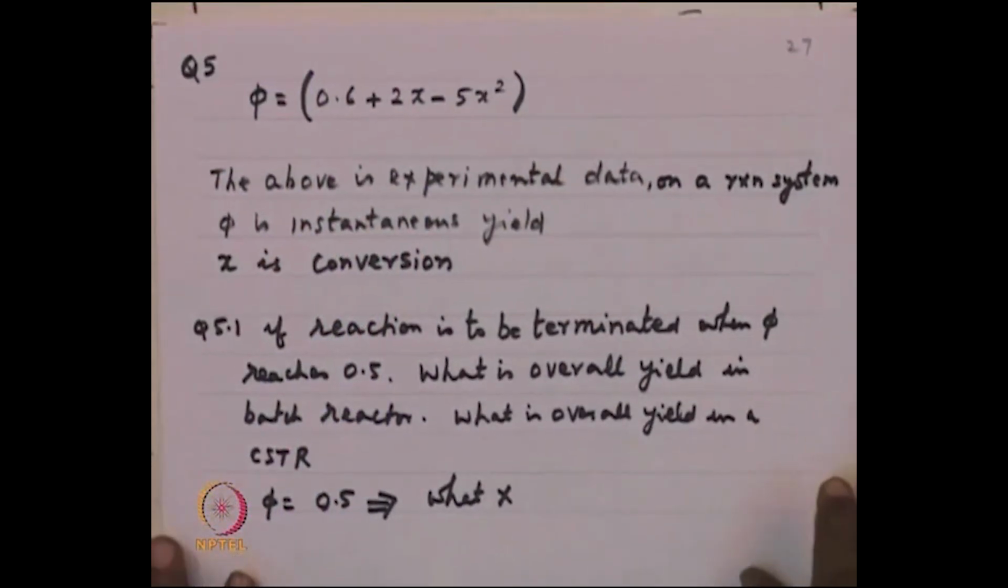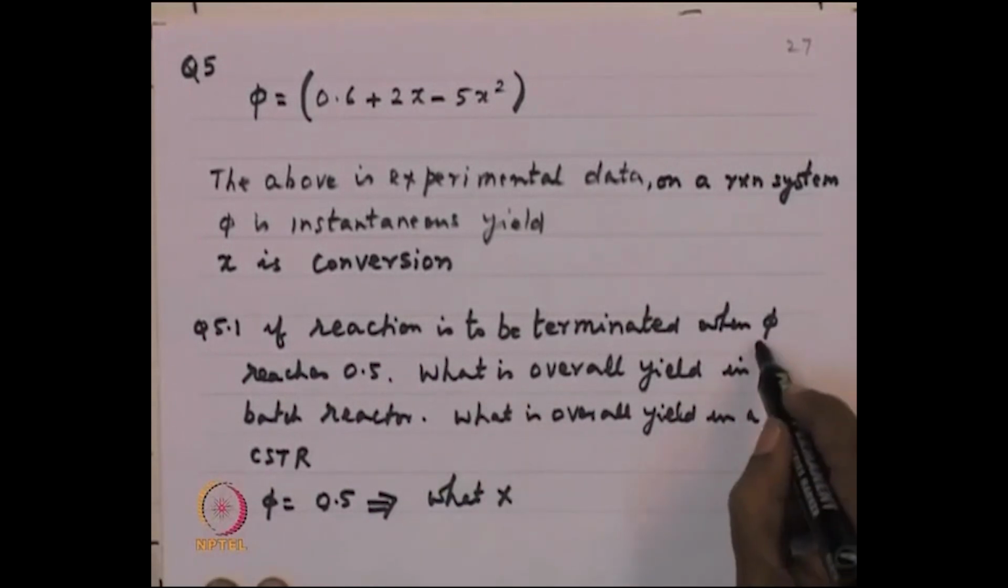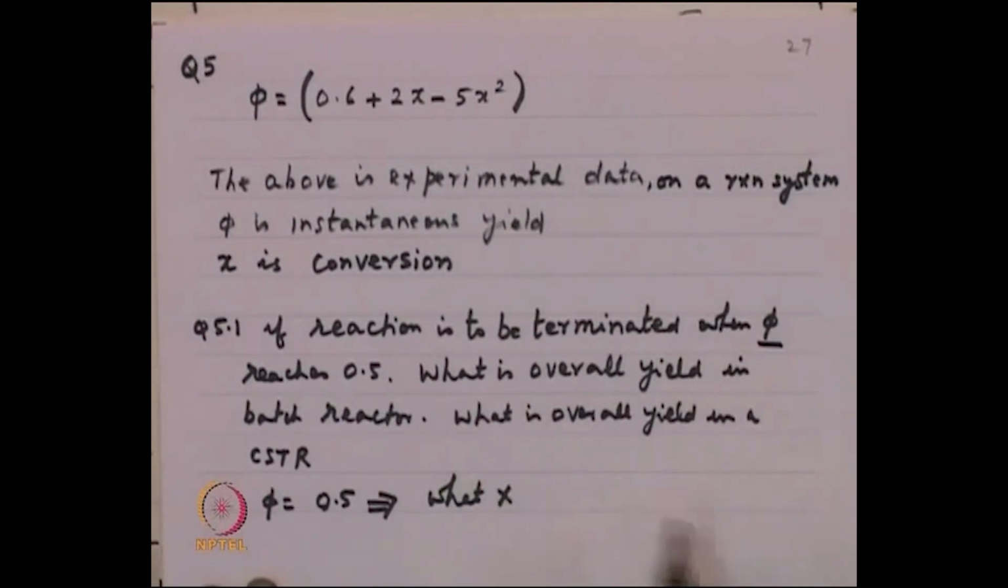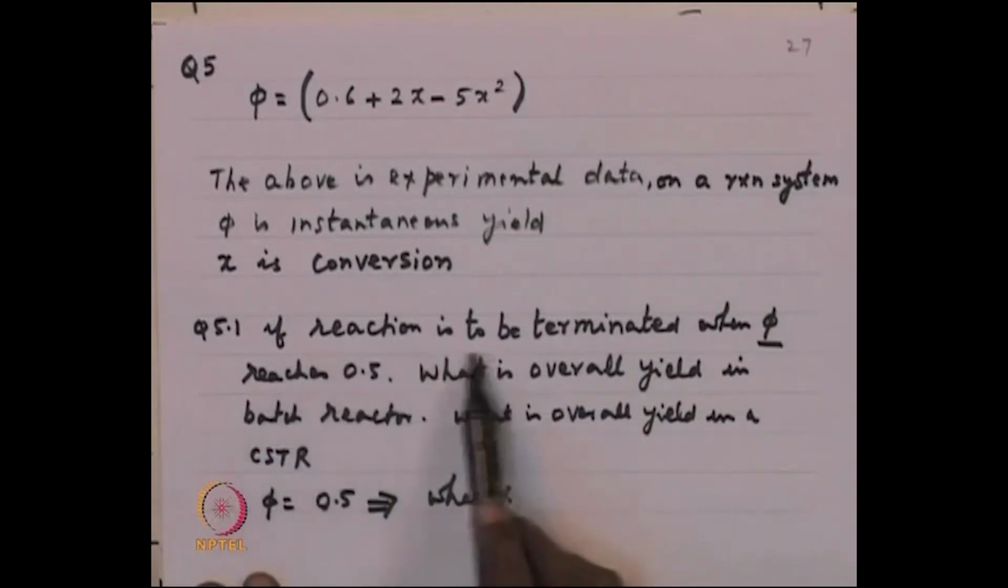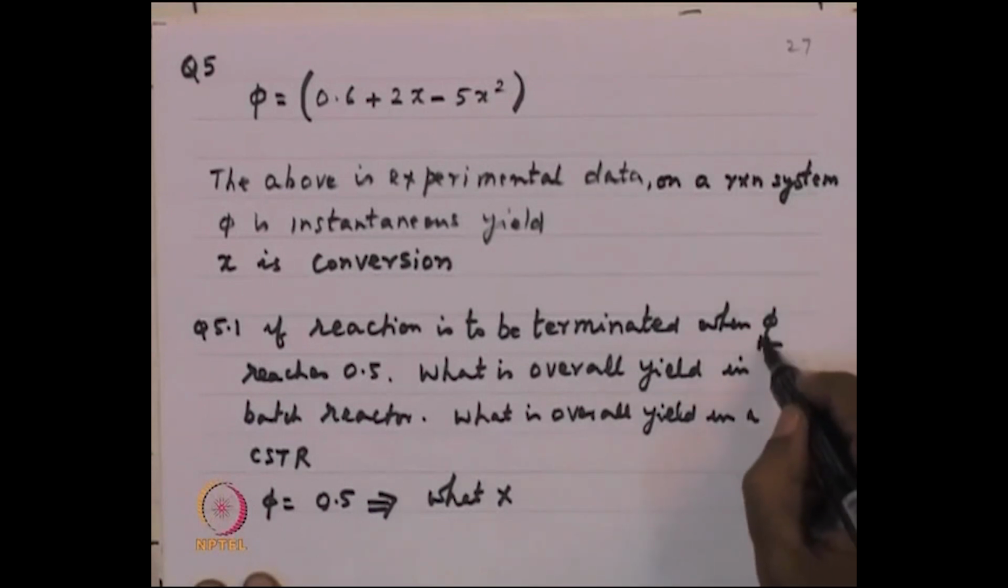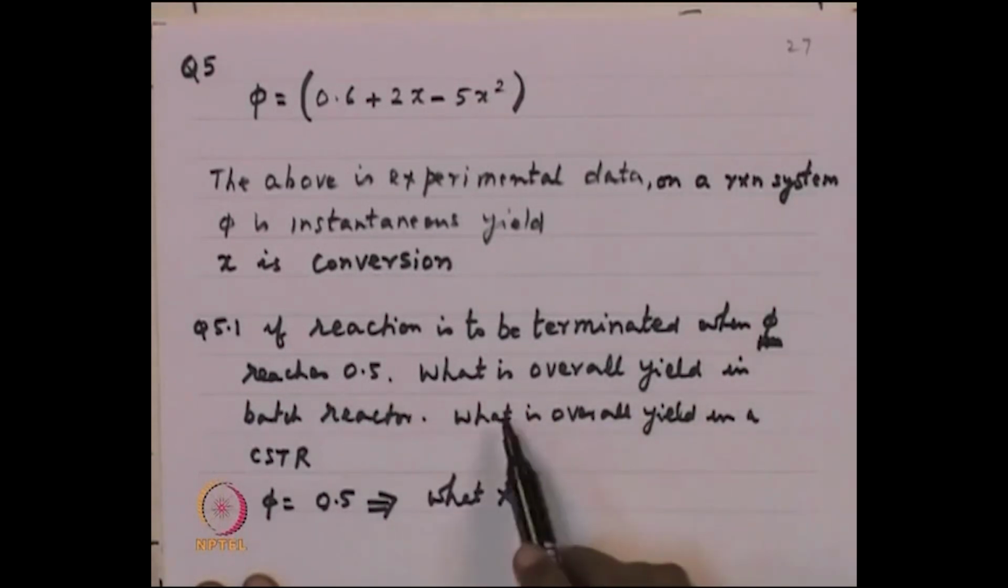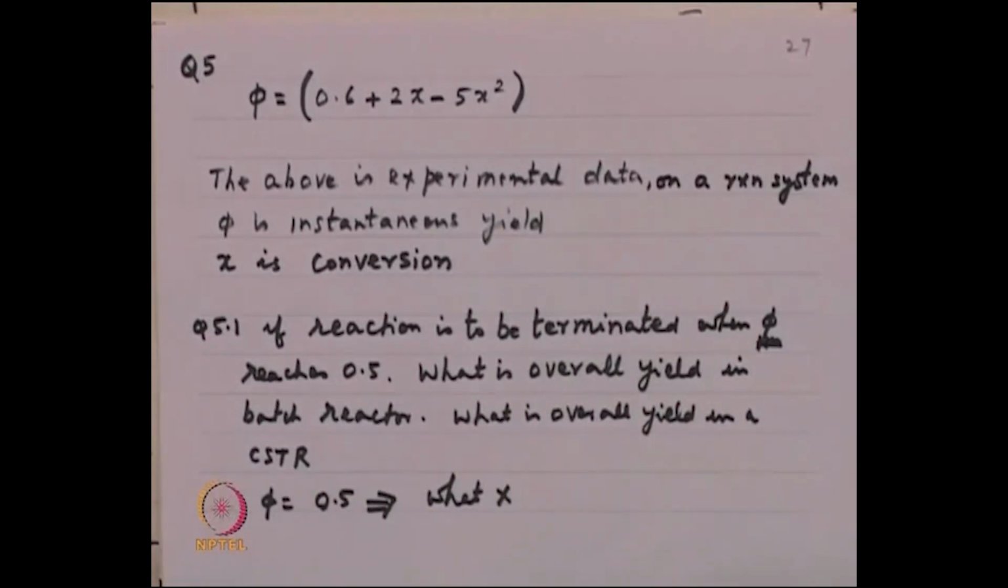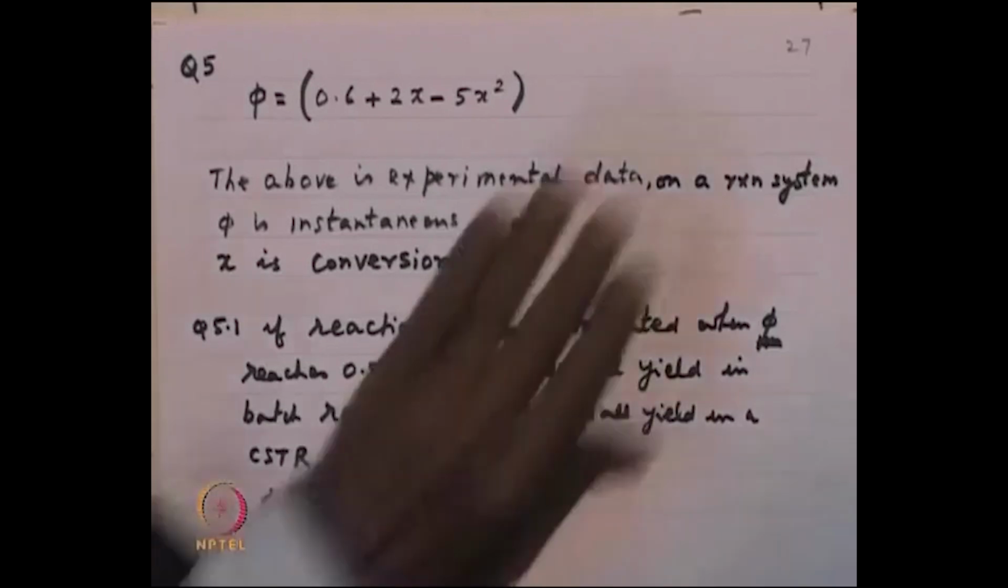Now, what is asked is, if this reaction is to be terminated when phi is 0.5, that means when phi becomes 0.5, we want to terminate this reaction. Why do you want to do this? Because beyond that it does not give you any benefits in terms of the product of your interest. So, what is the overall yield in a batch reactor? Is this question clear? If the reaction is to be terminated when the instantaneous yield phi is 0.5, what is the overall yield to be expected in a batch reactor? Is the question clear to all of us?